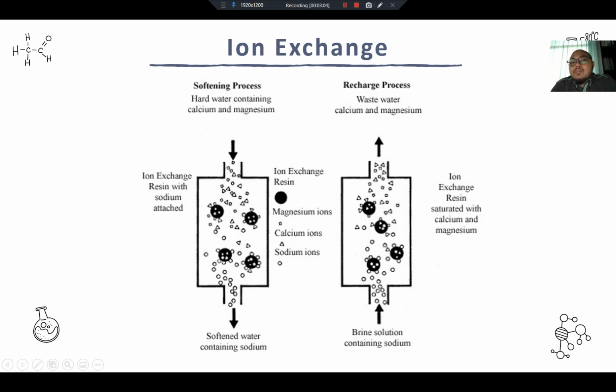How do we remove the hard water? Okay, so let's say you want to remove the magnesium, you want to recharge the process. So what you can do, you can remove the magnesium ion as the hard water. So you can bring the solution containing sodium back, and the magnesium ion will be removed as the wastewater. Reversible process. Okay, so that is the process lah.